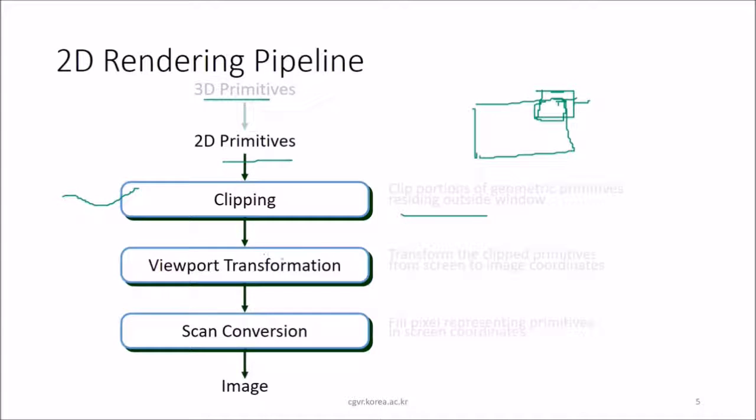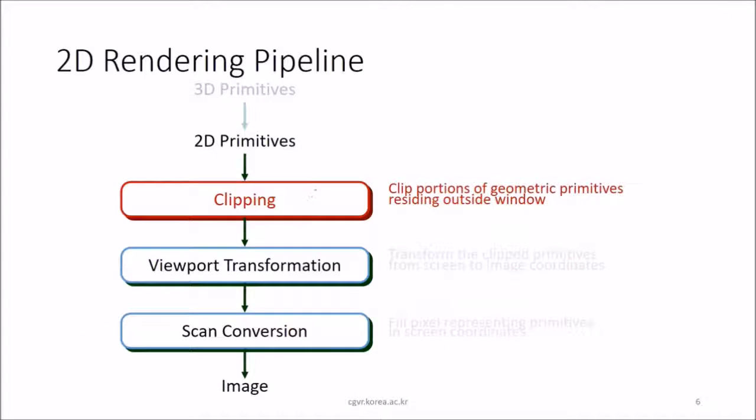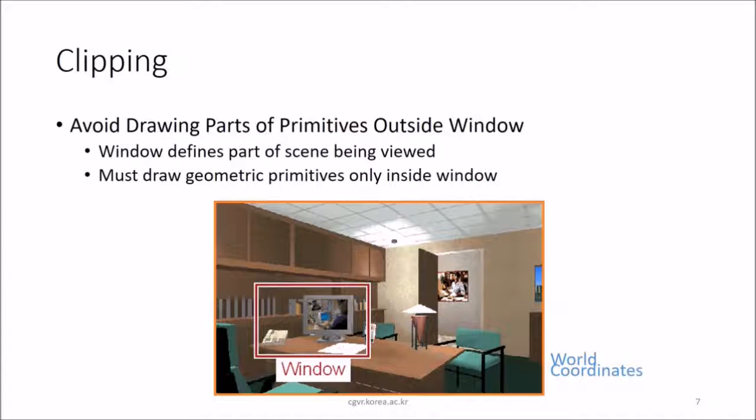Then we do the viewport transformation. That means we transform the clipped primitives from screen to image coordinates, because we have already clipped now. And then we do the scan conversion. That is, we want to fill the pixels representing the primitives into the screen coordinates. Then only we can show the image. So let us see the clipping now.